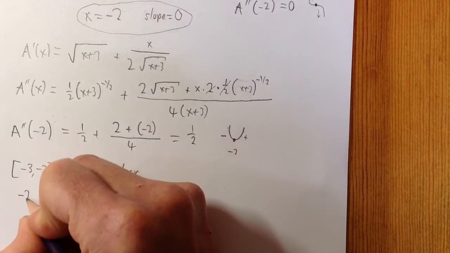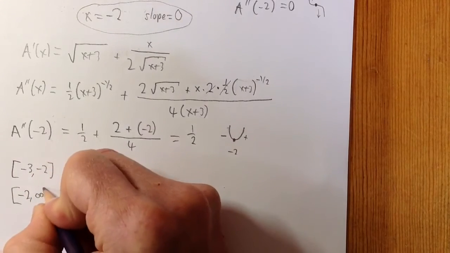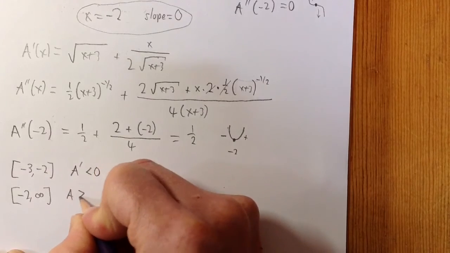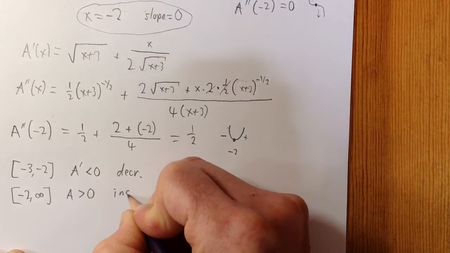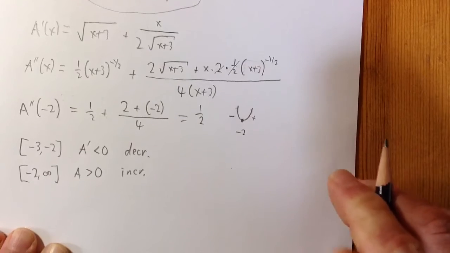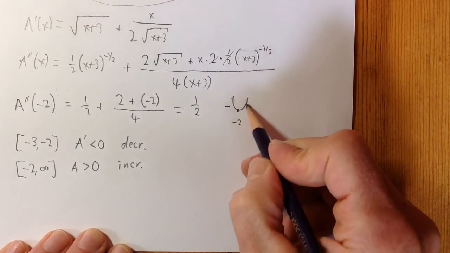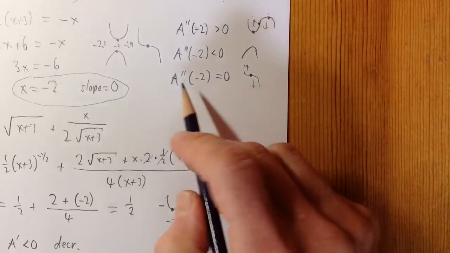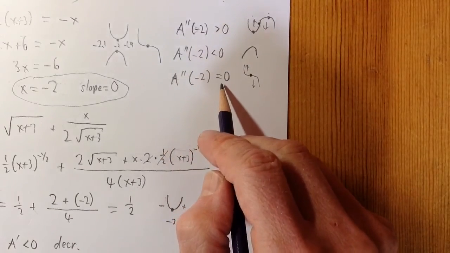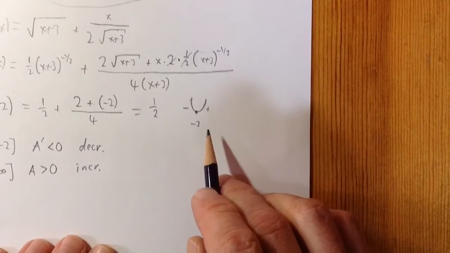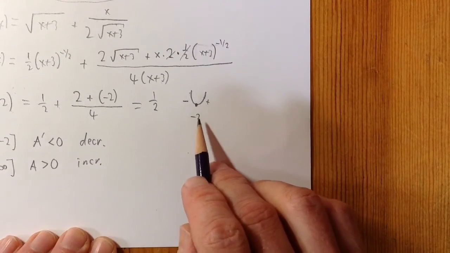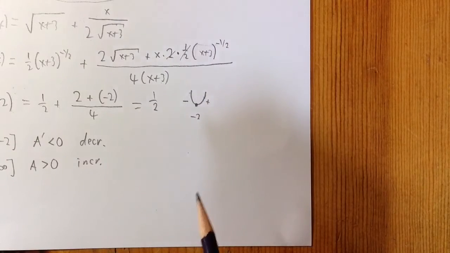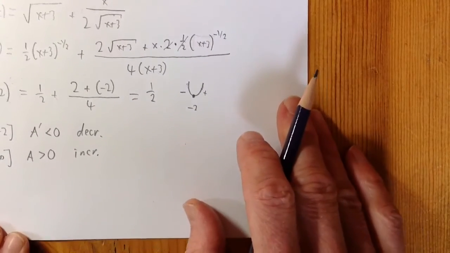So from negative 2 to infinity, we know that the slope is greater than 0. It's increasing. And that's because we know it's got to be positive here, and there's no inflection points. There's no place where the second derivative is equal to 0. And so it's going to be all the way there. It's got to be increasing for the rest of its life. Okay, that's kind of cool.